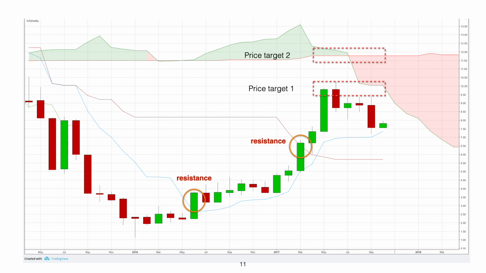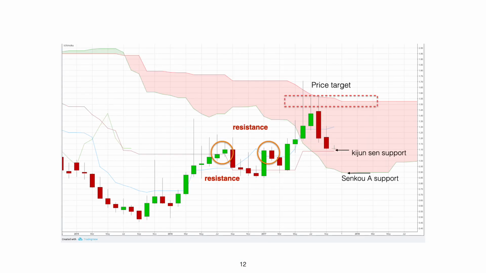This shows that after price broke above the Tenkan-sen and Kijun-sen lines, the price targeted the Senko A line in the monthly chart, and then price dropped back down after it reached that target. In this monthly chart, price broke above the Tenkan-sen and Kijun-sen lines and then targeted the Senko A and Senko B lines. It hit resistance at the Senko B line and then price dropped back down. It is now supported by the Kijun-sen line.